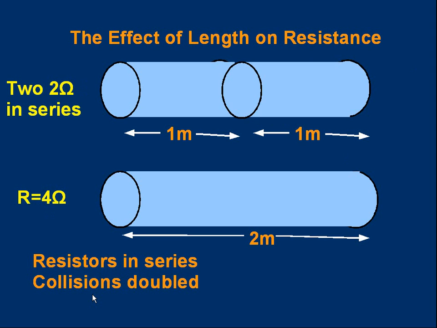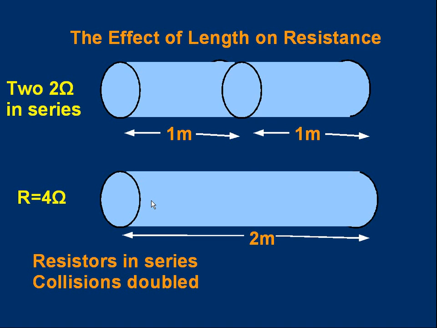Let's try and explain why that's true. There's two ways you could look at it. If we join two 1 meter lengths of wire in series, it's like joining two 2 ohm resistors in series. That would give us a total of 4 ohms. So you could think of the fact that resistance is proportional to length as following on from the way we add resistors in series.